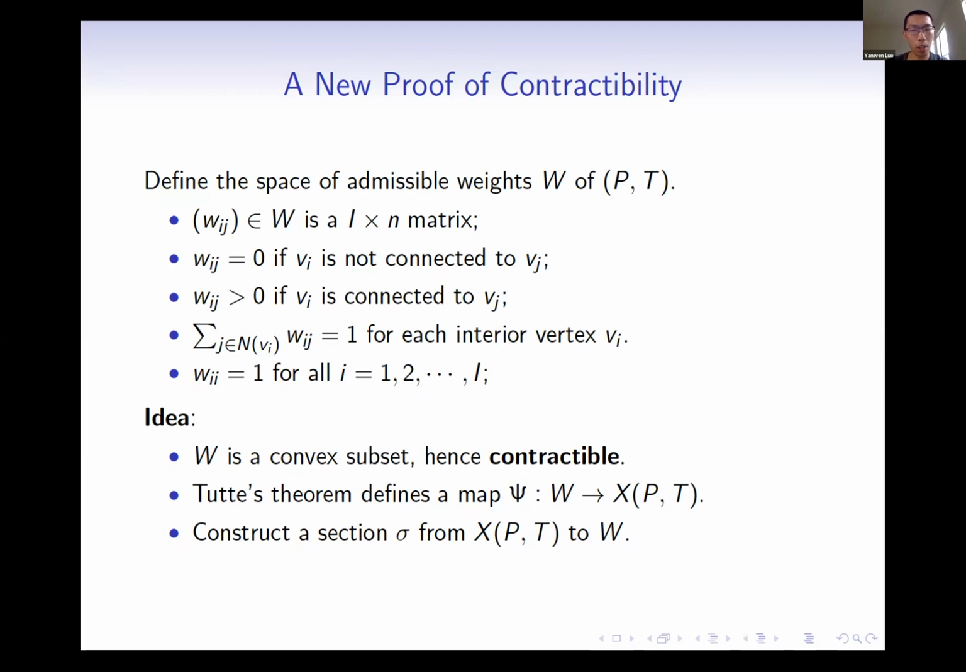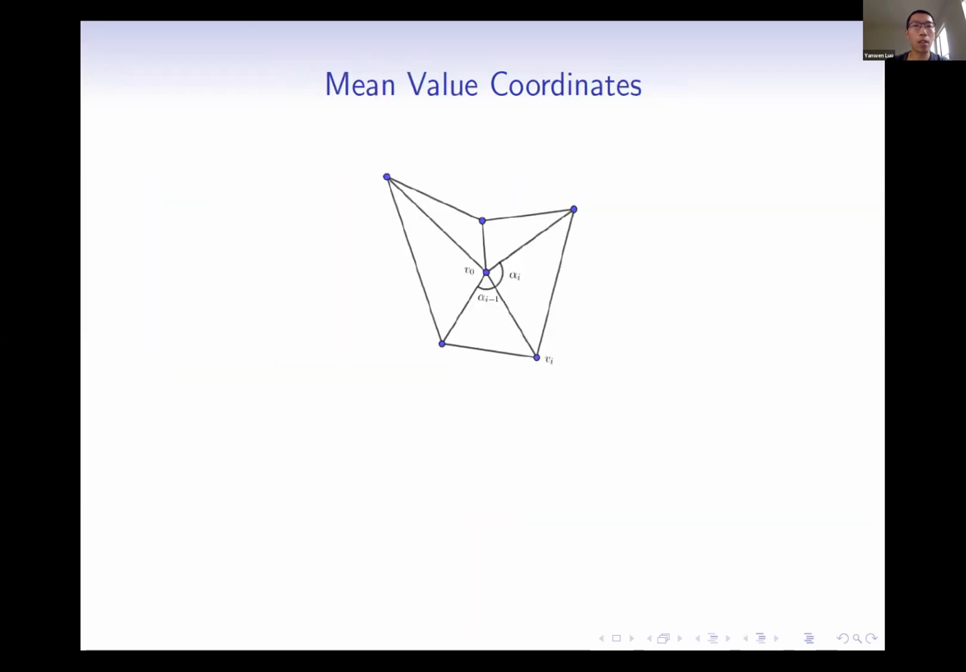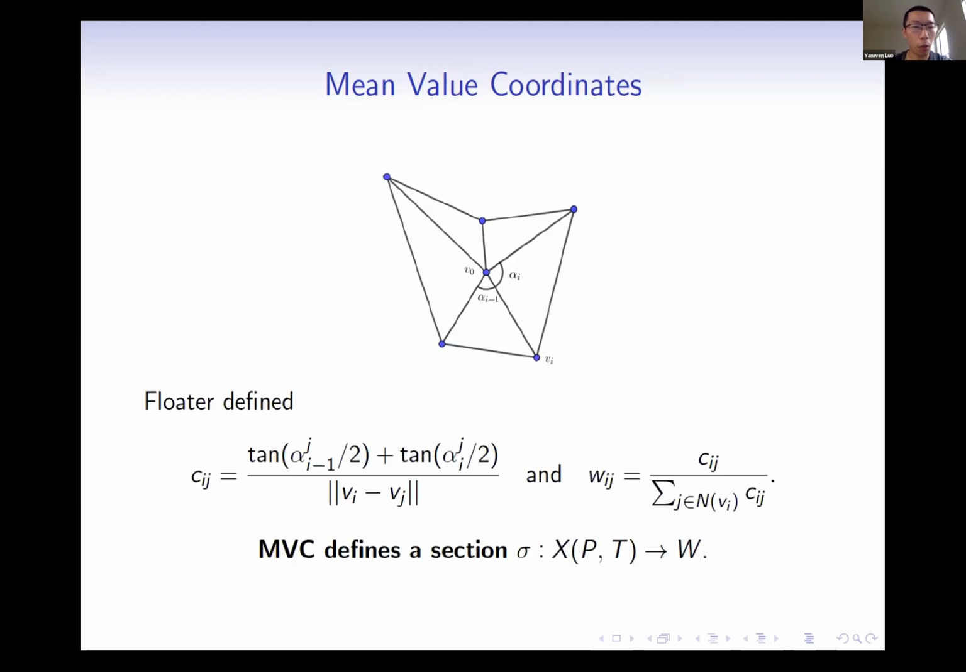And it turns out there are many different choices for the section. You can take the average, you can take some sort of center of mass. And here is a very explicit section given by Floater called mean value coordinates. And the formula looks like this. So this basically is saying that for a given geodesic triangulation, let's take a look at each interior vertex. It's going to look like the picture here. So it's going to be a star of this vertex. And then we can compute this Cij, this weight, based on the geometry, based on the angles and lengths of this geodesic triangulation, and normalize it.